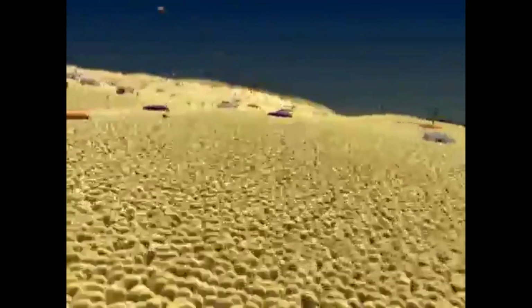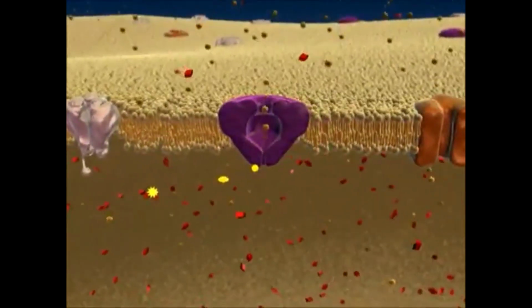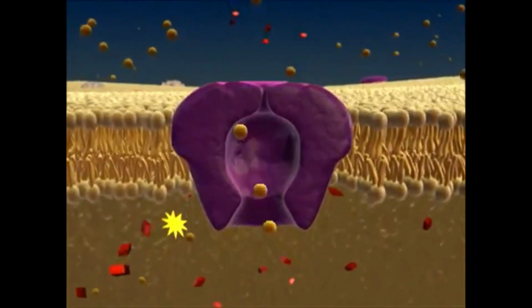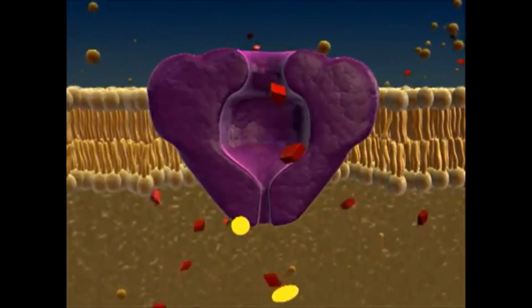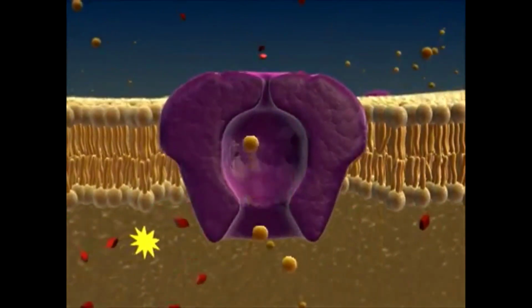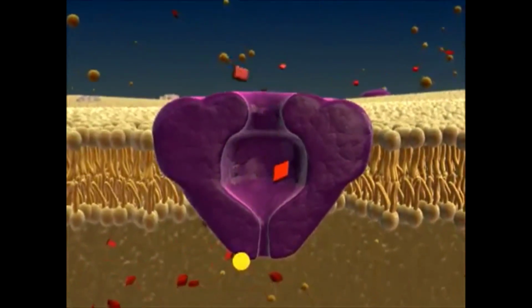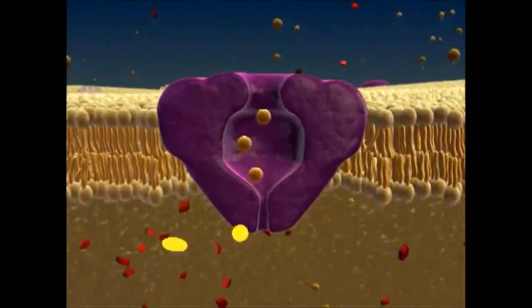Even without an action potential, the axon is a busy place with many ions moving across its membrane. Much of this ion movement is driven by the sodium-potassium pump. Using energy from ATP, sodium-potassium pumps actively transport sodium ions out of the cell and potassium ions in, creating an uneven distribution of charge across the membrane.